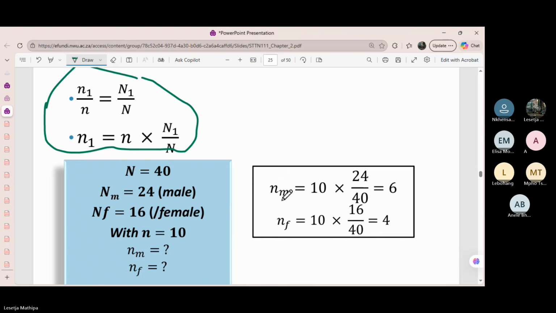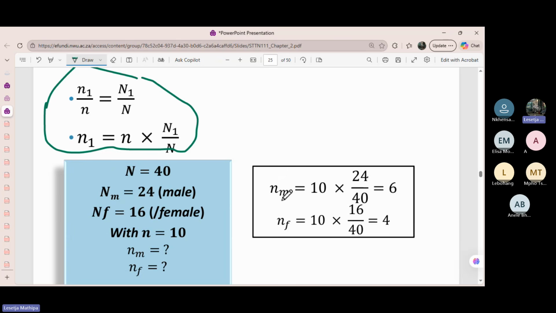To be good with stats, it's about understanding the question and making sure that you understand the basics. Once you understand the basics, it's going to be easy to understand the chapter, even when you do previous question papers. So now when we look at this question, we were given the population of 40.